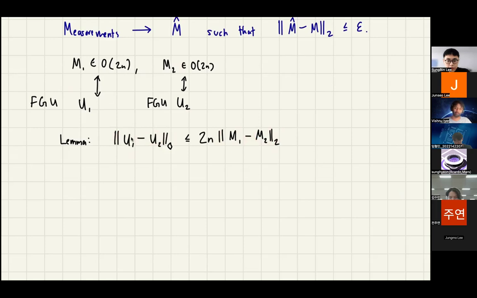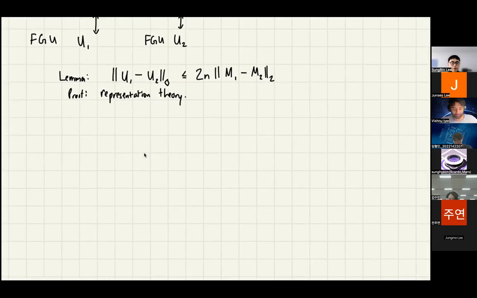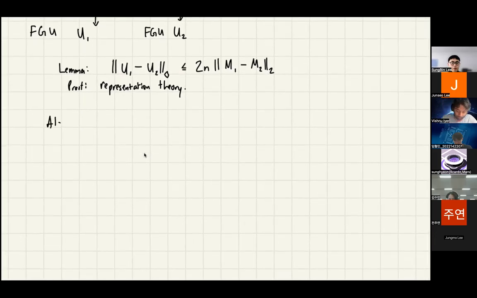Okay? The proof uses mathematical tools from representation theory. It's beyond the scope of this course, but I just wanted to give you a sense of what the high level approach is. Okay, so once you have this, the algorithm becomes the following.